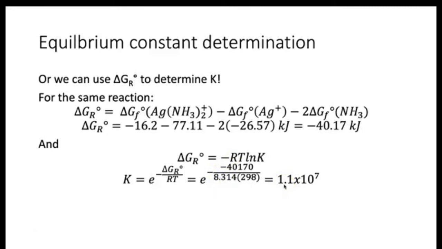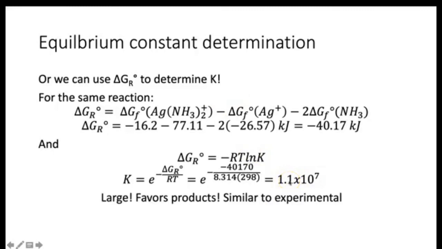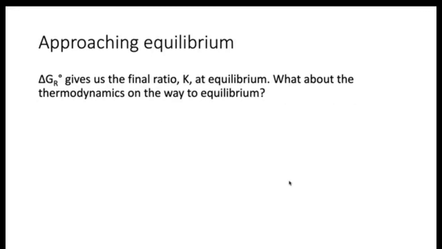So it's very close to what we determined experimentally. Actually, just to the least significant digit, there's one difference. It's also large, it favors products, and it's similar to what we determined experimentally. So there are two different ways to determine equilibrium constants. And actually what you'll see later on is that there are whole tables of equilibrium constants.